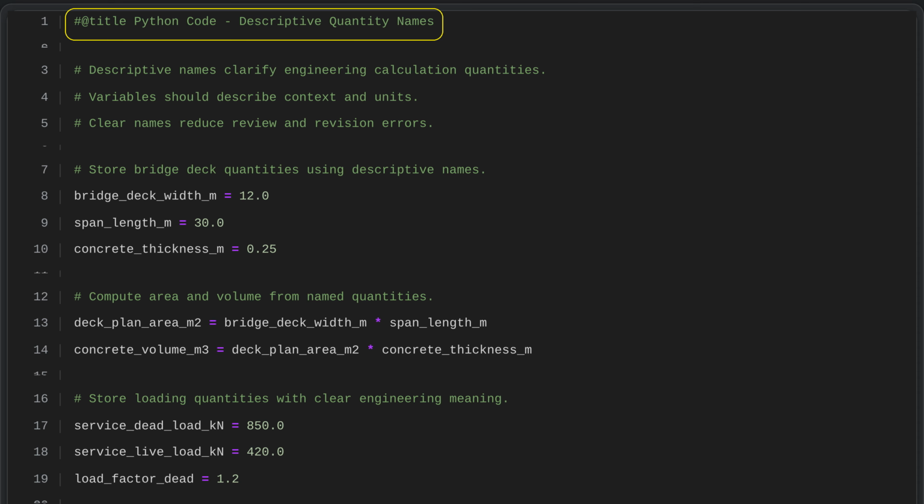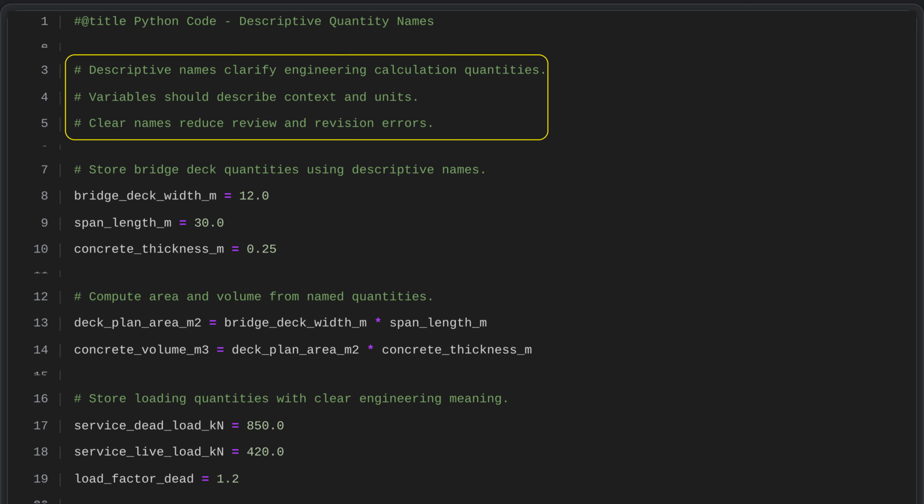Python code, descriptive quantity names. Use descriptive variable names in engineering calculations to make quantities clear, including their context and units. Clear naming helps reviewers understand the work and reduces errors during revision.